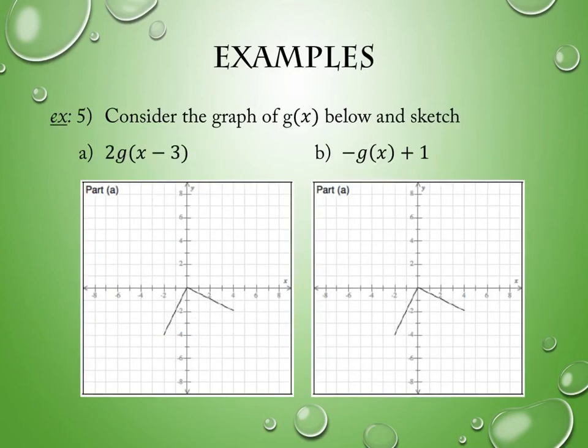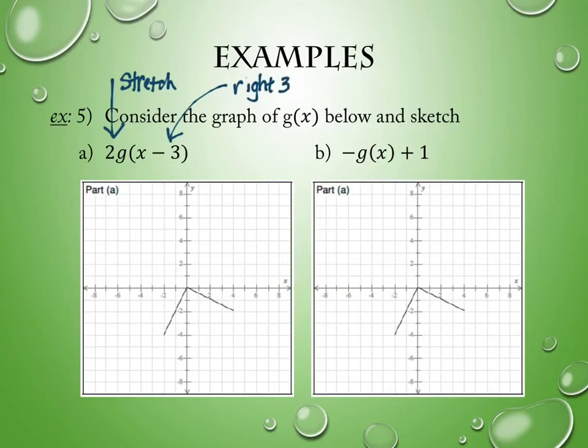Number 5. Let's take a look at these things. What does the 2 on the outside do? It's a stretch. What does the negative 3 on the inside do? Right. It is a shift to the right 3.